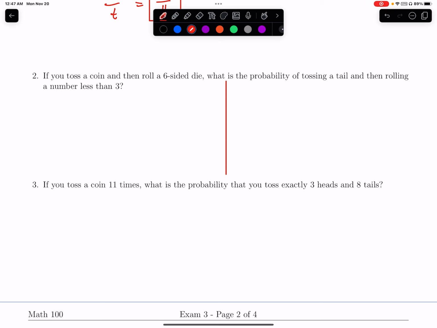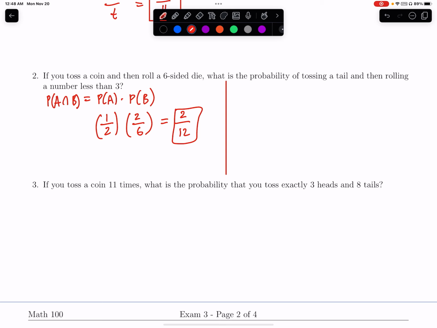So we have independence, and when we have independence, we have this special formula: the probability of A and B happening is just the probability of A times the probability of B. In general, it's the probability of A times the probability of B given A. But in this case, because they're independent, I don't have to worry about the given A part because it's not affected. What's the probability of A? In other words, what's the probability of tossing a tail? Tossing a tail is 1/2. And then the probability of B, which is rolling less than 3. Well, there are 2 numbers that are less than 3 out of 6 total possibilities. So it's a half times 2/6, which is 2/12.